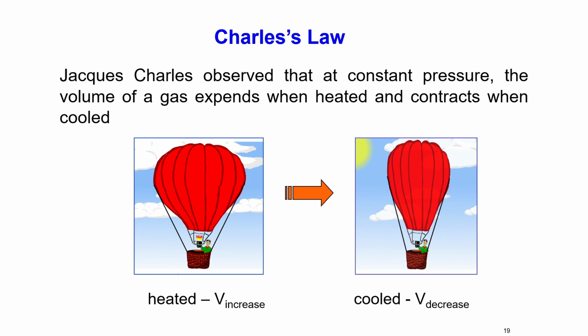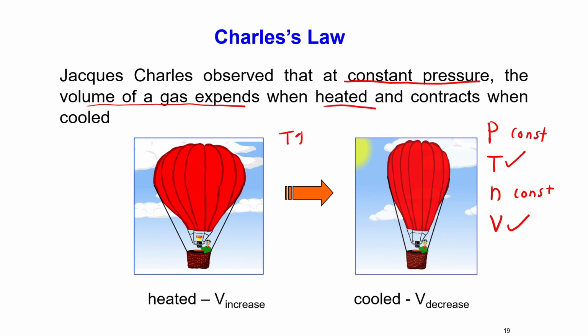Okay, second law is about Charles' law. So Charles' law states that at constant, okay, so kita ada 3 parameter, P, T, and V. So Charles' law relates volume and temperature. So bila volume and temperature relate, dua lagi ni akan constant, at constant pressure and also number of mole. So at constant pressure, the volume of the gas expands when heated. So maksudnya bila temperature increase, volume increase. Okay, volume tu meningkat bila dipanaskan. And contracts when cooled. So bila temperature decrease, volume pun decrease.